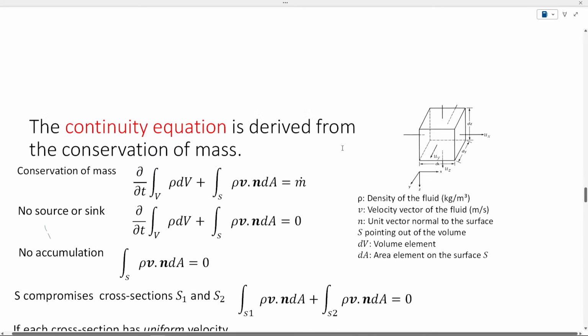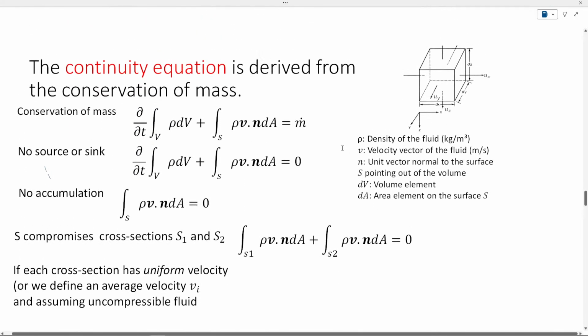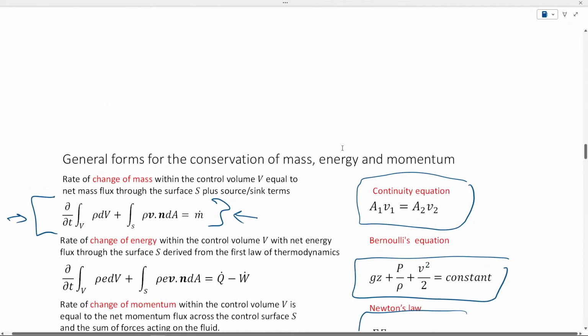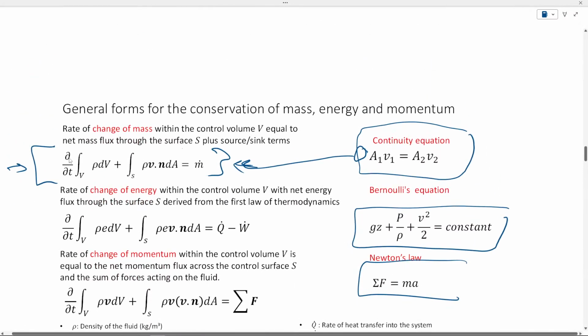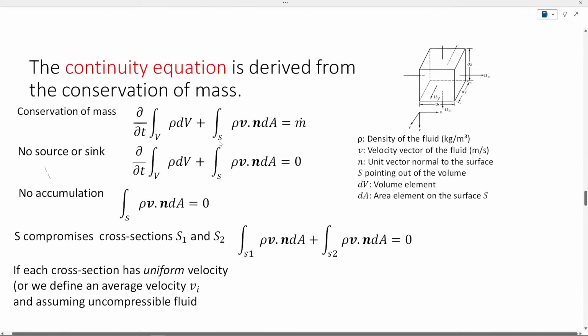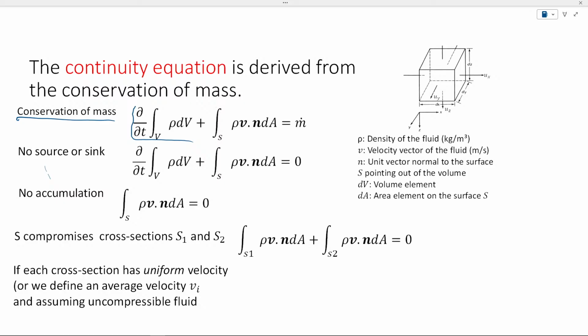But let me just show you here how we got from this one to this one, how this is a special case of this one. We have the law of conservation of mass, and this law basically tells you that what's going out of your system is equal to what's changing in your system, equal to the net flux across your boundary, plus any source or sink term. Now, if there is no source or sink term, then that term becomes zero.